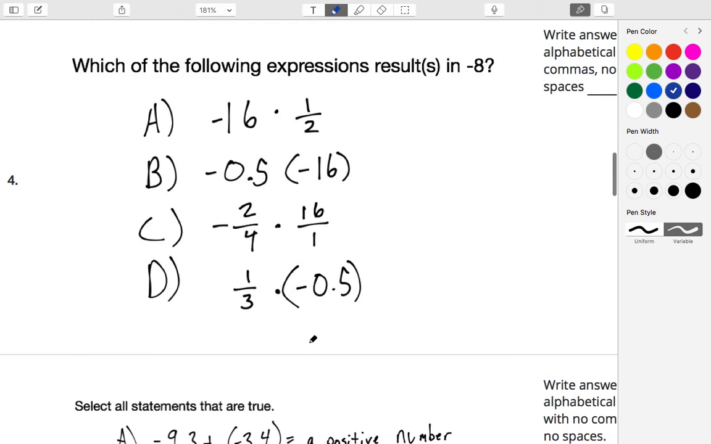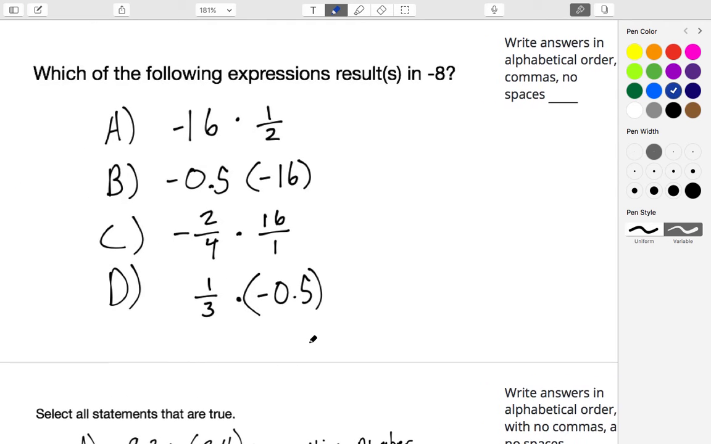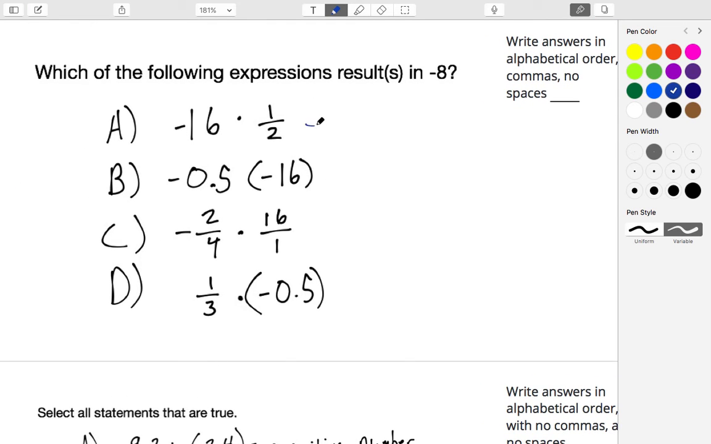Okay, which of the following expressions results in a negative 8? So you got to work out all of these. If it's a whole number, you need to make sure you change it to a fraction. How can I change negative 16 into a fraction? What's on the bottom? If I do 2 and I divide it, that'll be negative 8, right? I want it to be, if I divide it, I still get negative 16. So what should I put?